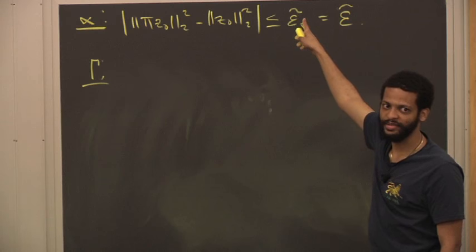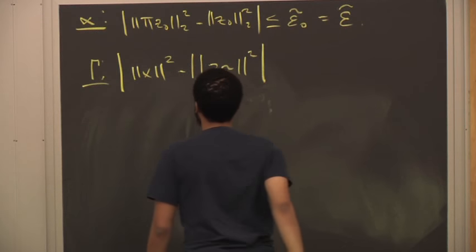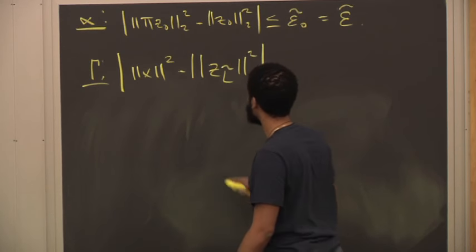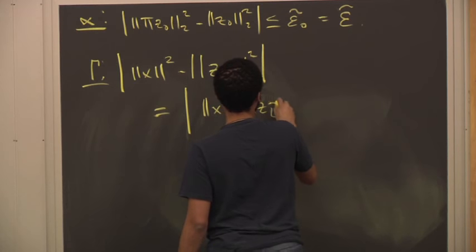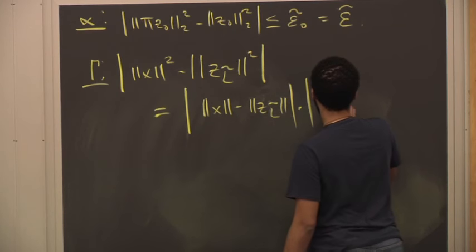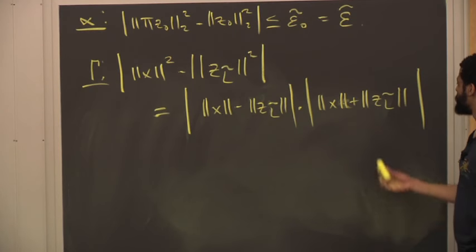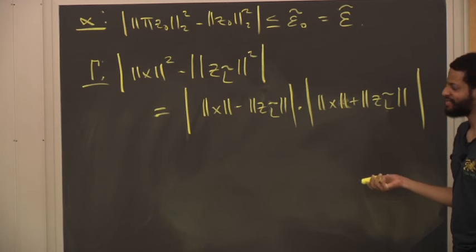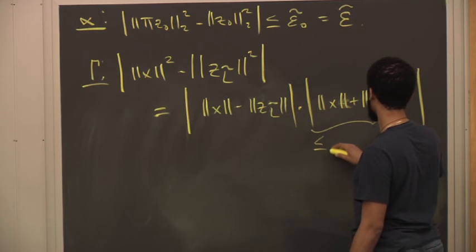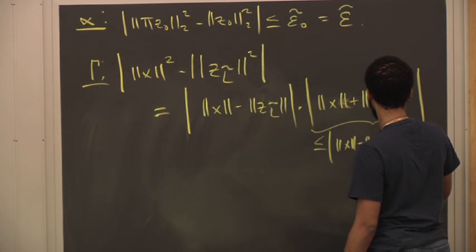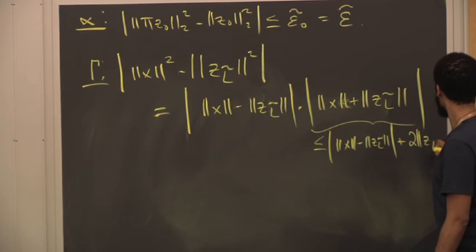That's a difference of two squares, right? So what I have is x squared minus zl tilde squared. This is a squared minus b squared, so I can write it as a minus b times a plus b. This is equal to x minus zl tilde times x plus zl tilde. And then I'm going to do something funny. Here I'm going to subtract 2 zl tilde and then add it back. Okay. So this thing here is at most x minus zl tilde. I subtracted 2 times this, and then I add it back and do triangle inequality, plus 2 times zl tilde.